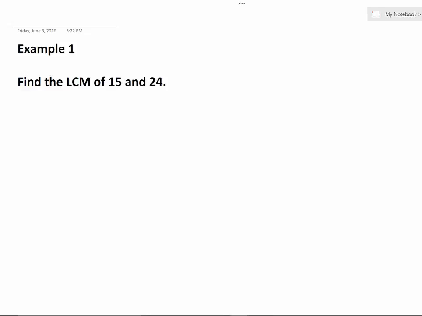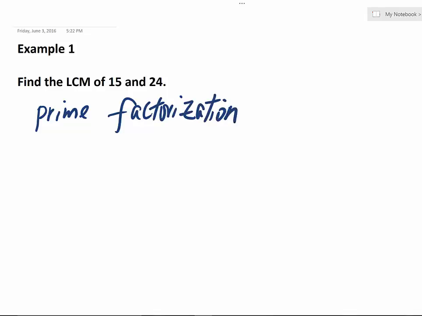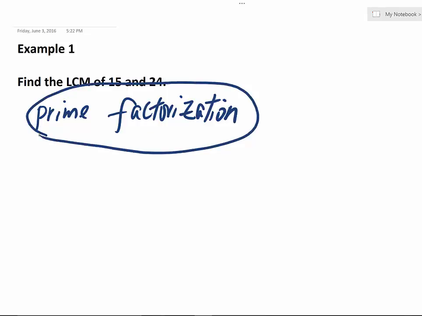All right, let's take a look at this example. Now try to find the LCM of 15 and 24. So in order to find the LCM, you need to do a prime factorization on both 15 and 24. And prime factorization is the key thing to tackle the LCD and LCM problems.